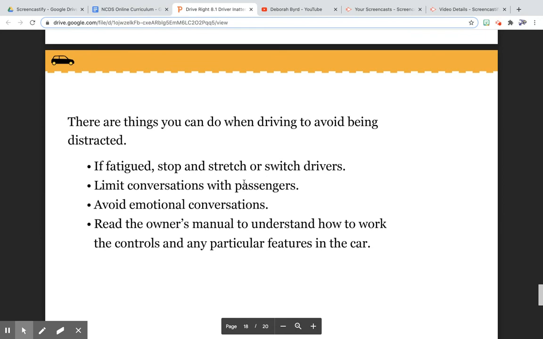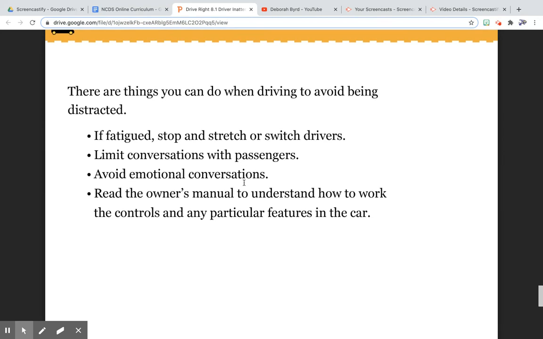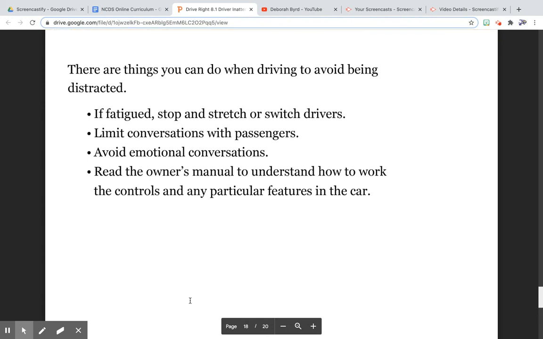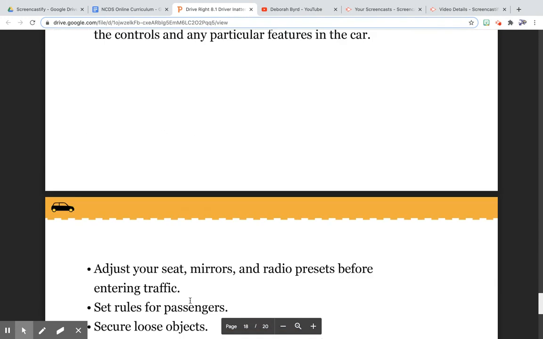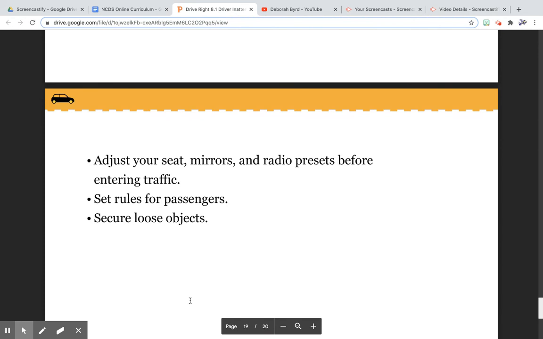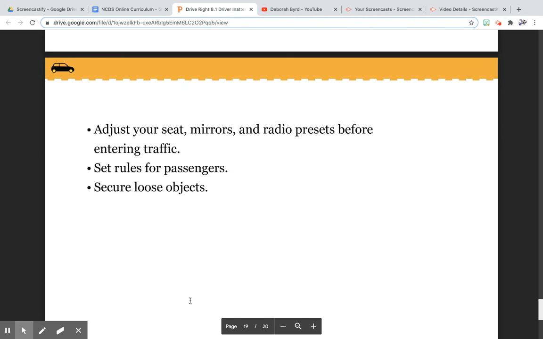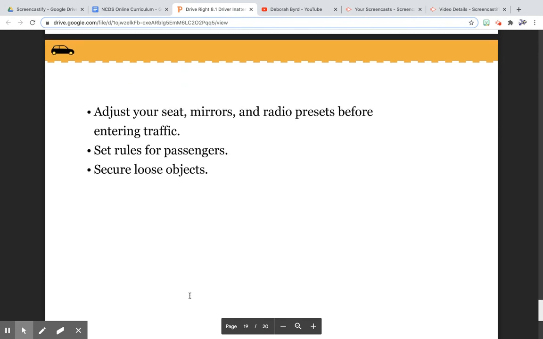Things you can do while driving to avoid being distracted. If you're tired, stop and stretch or switch drivers. Limit your conversations. Avoid emotional conversations. Read the owner's manual to understand how to work the controls and features in a car. Adjust your mirrors, seats, radio presets before entering traffic.